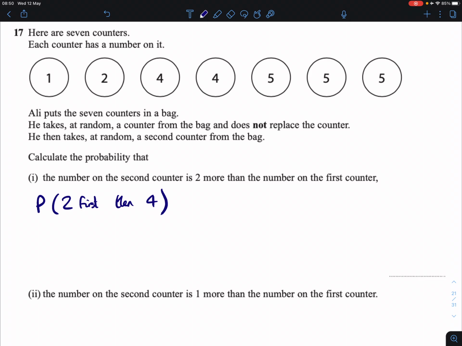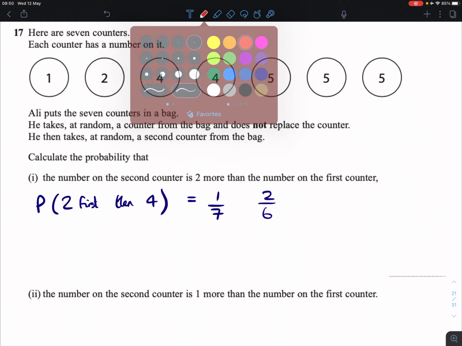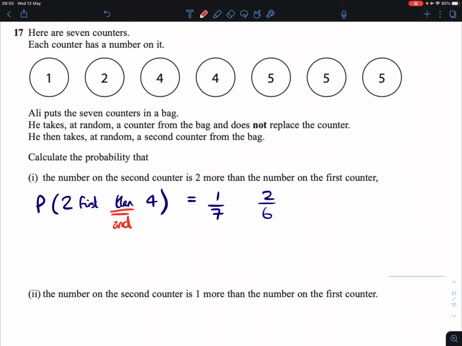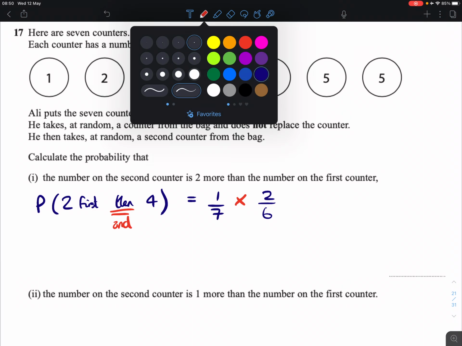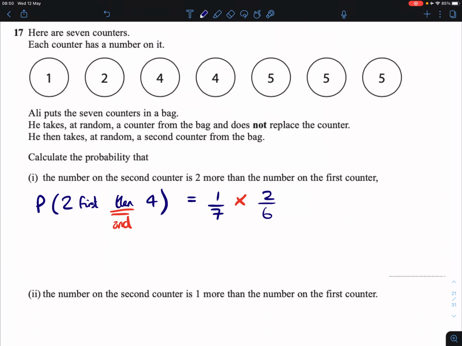So, probability of taking a 2 to begin with, there is 1 out of 7. Probability of getting a 4 afterwards, this 2 no longer exists. We will have 2 4s out of a possible 6. And the fact that we have this then, also known as AND, means that we're going to be multiplying these probabilities together, because both of these things have to happen together, which gives us 2 over 42, which simplifies, although you don't need to simplify. Your calculator will do it for you. 1 over 21 is the probability for that.